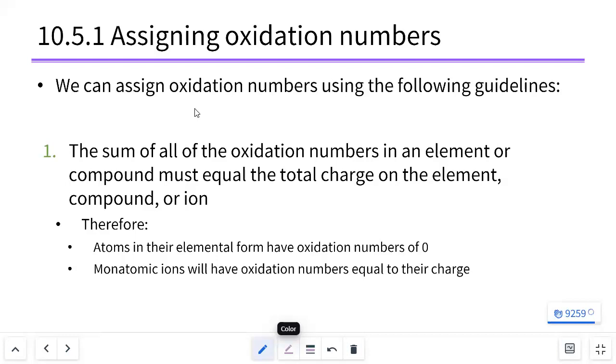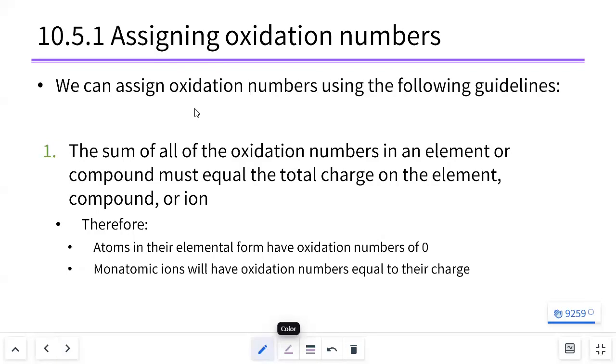The question becomes, and where this gets tricky for us, is what if I don't have that kind of simple form to show what my charges are? How do I determine how the electrons are moving in a chemical reaction? How do I determine if electrons are moving in a chemical reaction?